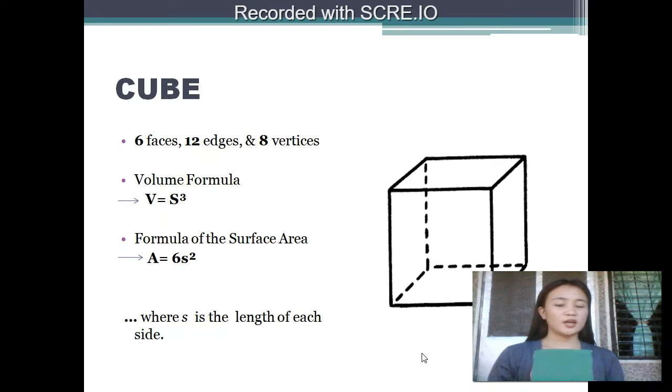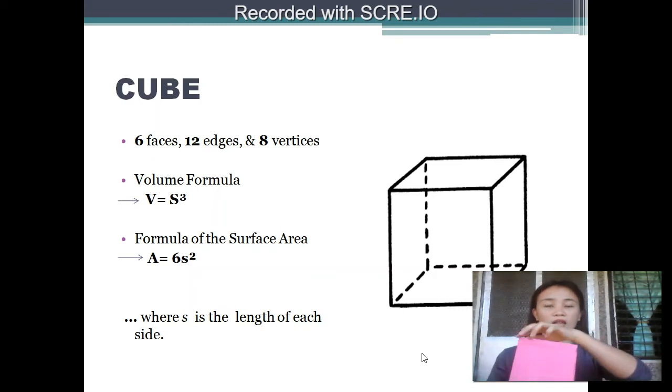Then how about the edges? Let's count. 1, 2, 3, 4, 5, 6, 7, 8, 9, 10, 11, and 12. So cube has 12 edges. And the vertices: 1, 2, 3, 4, then 5, 6, 7, and 8.